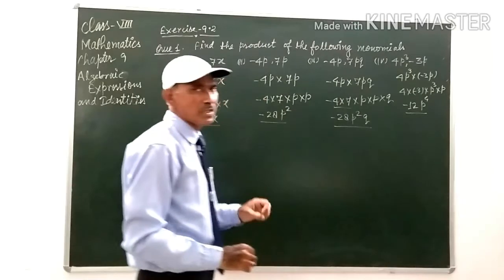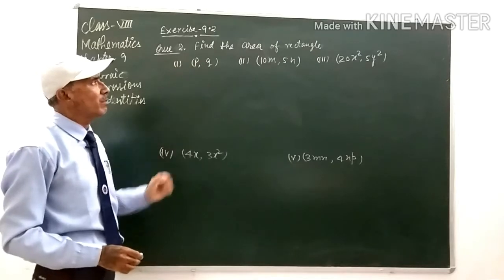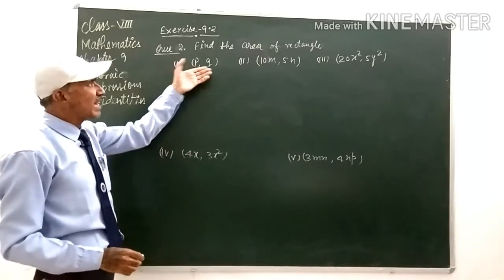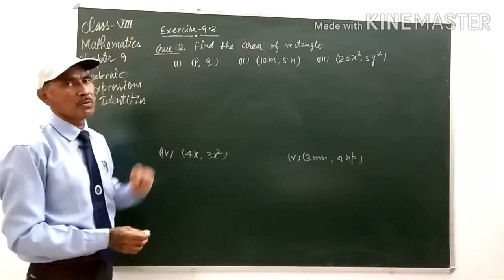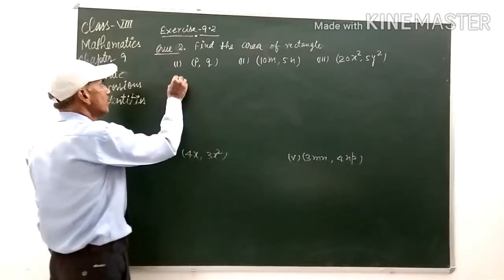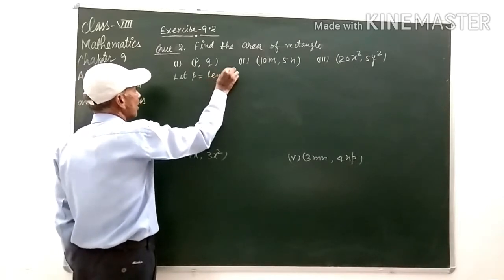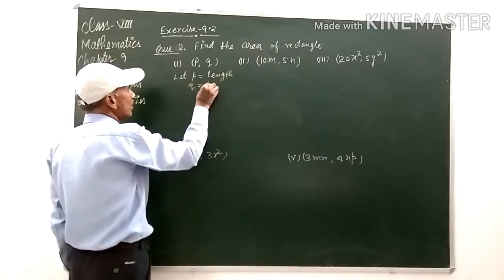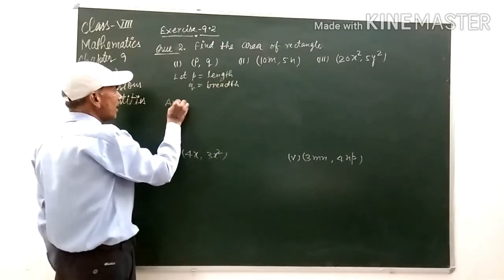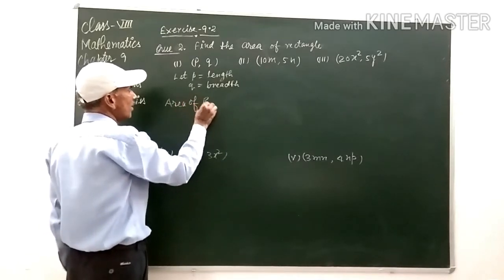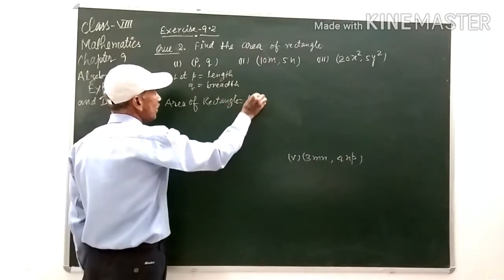Now we will solve question number 2. In this question you have to find out the area. These are the sides of a rectangle. This pair, first pair, that is p and q. Okay, students, let p is equal to length and q is equal to width. Area of rectangle is equal to L into B.